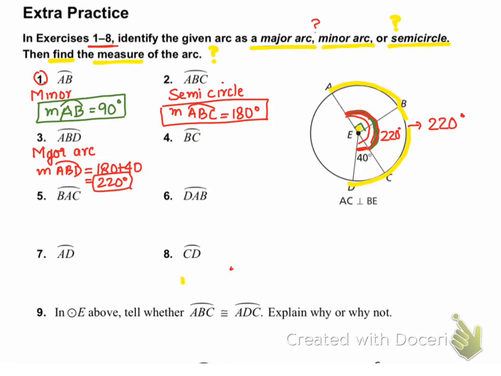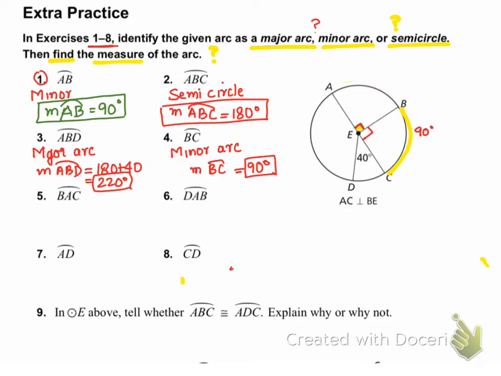So let's move to the next question, question number 4. Let me erase this, and there we have to find arc BC. Arc BC is this one, and that's a minor arc. So let's write down that it's a minor arc. And then what's the measurement? If this is 90 degrees, this is also going to be 90 degrees. So the measure of arc BC is 90 degrees.